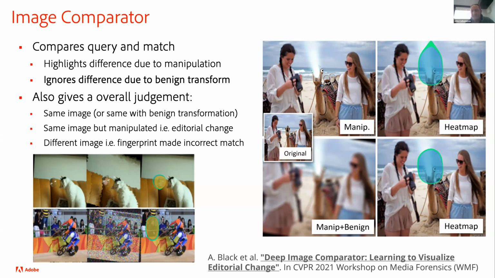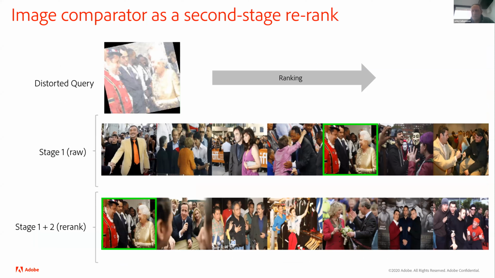Potentially they are the same image but subject to some manipulation, so editorial change, or they're completely different images. And that not only helps us give an indicator to the user to weigh in their trust decision on the content, but it also gives us a way to actually perform a second stage re-ranking of our top results.